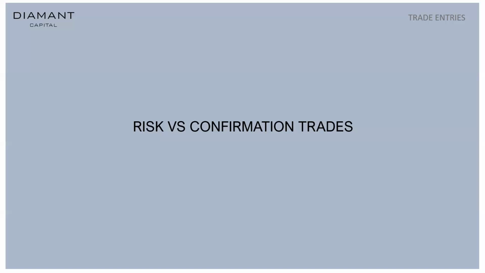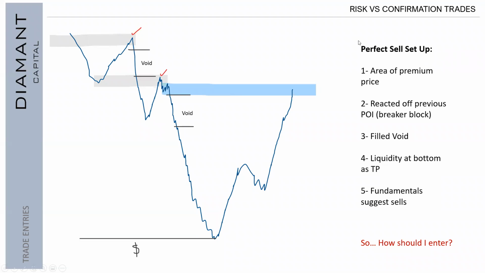Now, many of you probably know what this is, but if you don't, what is a risk versus confirmation trade? So imagine you've got the perfect sell setup. Let's just say your criteria is area of premium price. Yes, we've got that. That's probably well above a 79 fib. Reacted off previous point of interest. Yes, that's done that. It filled the void. There we go. Liquidity at the bottom as take profit. Yes, we've got a high time frame liquidity at the bottom, and we see it's downtrending. And then the last thing and the main thing is fundamentals suggest sells as well. Then you've got the perfect entry, right?